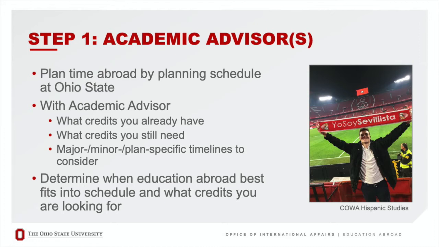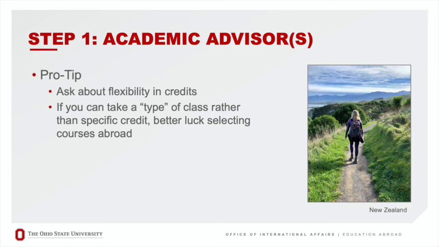In the case of this last point, your academic advisor can tell you if your major or minor or plan, such as pre-law or pre-med, has courses, requirements, exams, or other requirements that need to be completed at a specific time. Knowing all 3 points above will help you to determine when an education abroad program best fits into your schedule, as well as what credits or experiences you should be looking for in an education abroad program. As a pro tip, ask about flexibility in your credits. If you can take a type of class, such as a history or a literature course, rather than a specific credit, then you will have better luck selecting courses abroad.